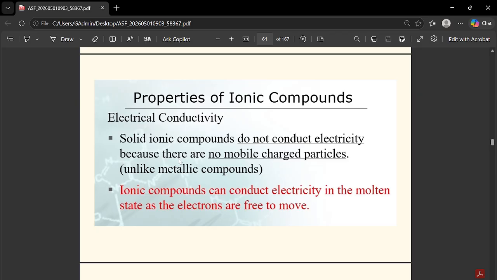Molten basically means that they have already been melted down to a liquid stage. Because when you melt an ionic compound, it has broken the bonds. Therefore, those charged particles are able to roam around freely, making it able to conduct electricity.